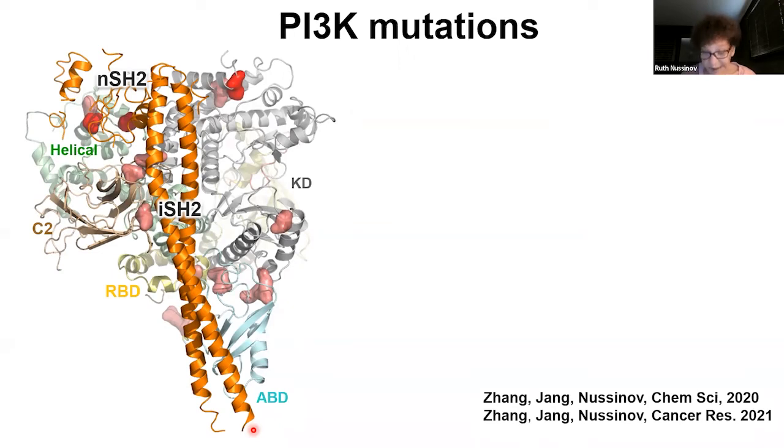Now, PI3K and PTEN, and I'll come to PTEN a little later, are two proteins with a very large number of mutations in cancer. In fact, they have the second and third most frequent cancer mutations right after P53. So what we wanted to do is to look at the mechanisms of these oncogenic mutations. There are two reasons we were particularly interested in this.